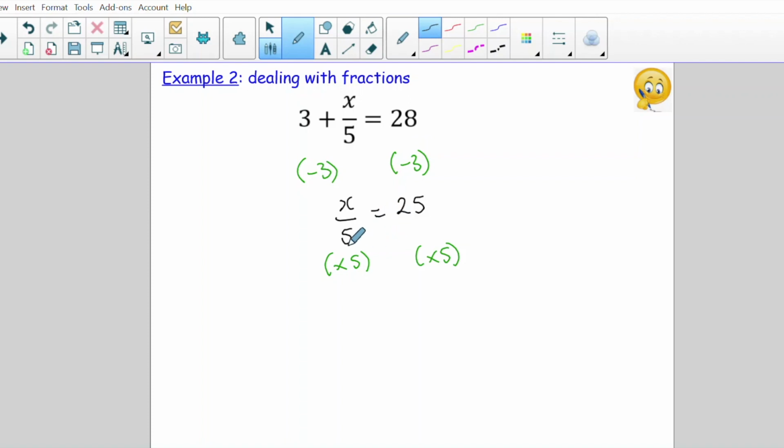So doing the opposite, I have to multiply both sides by 5. So remember, multiplying the right hand side by 5 clears that fraction, gets rid of that denominator, so I'm left with x, which is what I want, and 25 multiplied by 5 is 125.